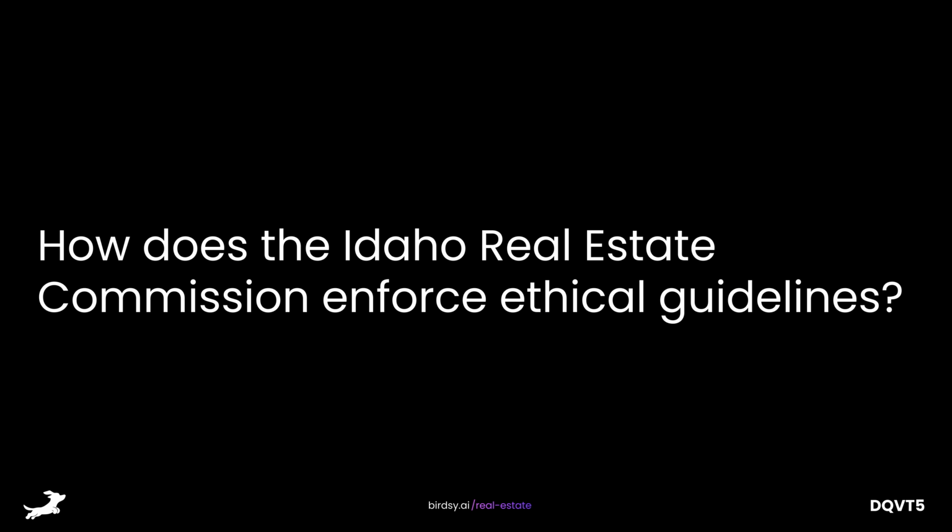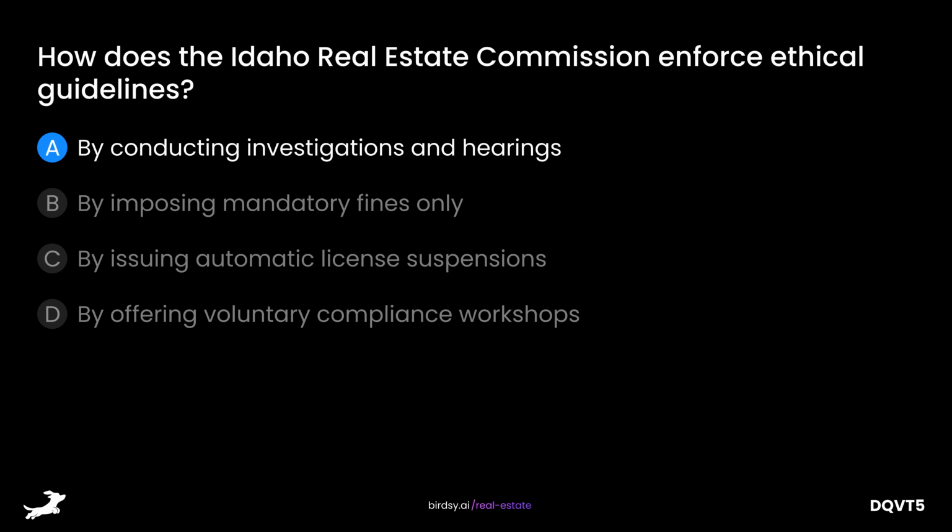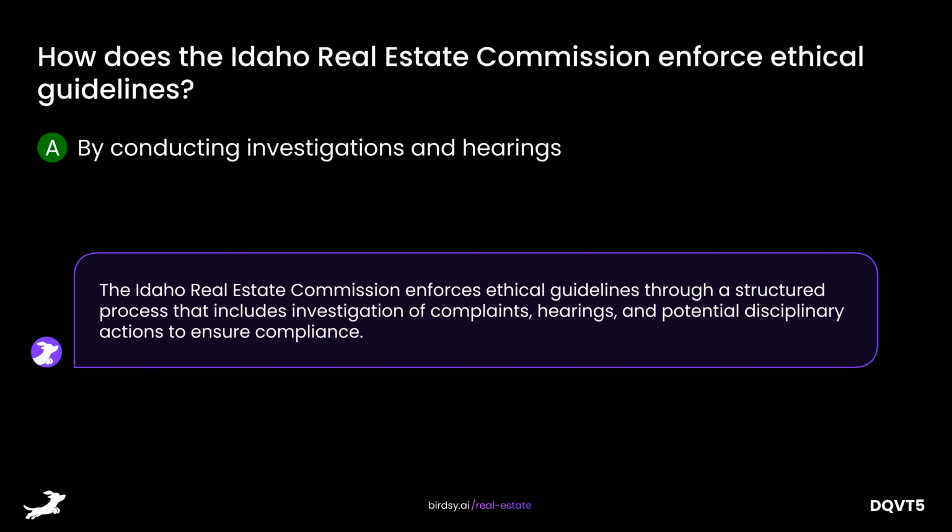How does the Idaho Real Estate Commission enforce ethical guidelines? Is it A, by conducting investigations and hearings? B, by imposing mandatory fines only? C, by issuing automatic license suspensions? Or D, by offering voluntary compliance workshops? The answer is A, by conducting investigations and hearings. The Idaho Real Estate Commission enforces ethical guidelines through a structured process that includes investigation of complaints, hearings, and potential disciplinary actions to ensure compliance.